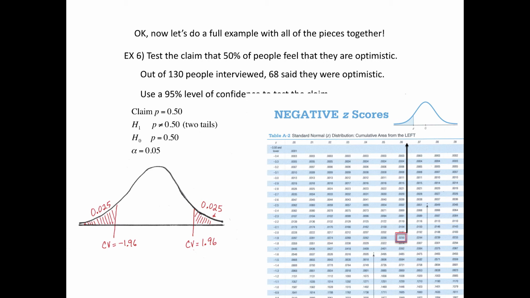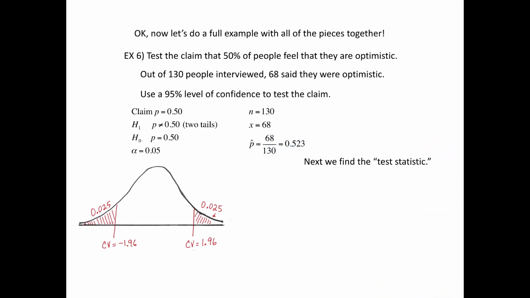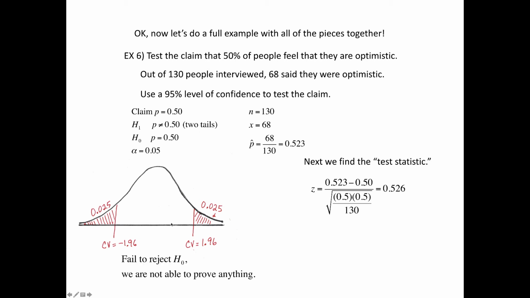Now for the last part of it. Next, we find what's called the test statistic. And this next formula is really a part of the next section, but I'm just going to go ahead and show you right now. So you would do this little formula, type that into the calculator, and you get 0.526. A 0.526 on this graph would land approximately right here in the middle. And when it lands in the middle, we did not prove anything. Fail to reject, we are not able to prove anything.